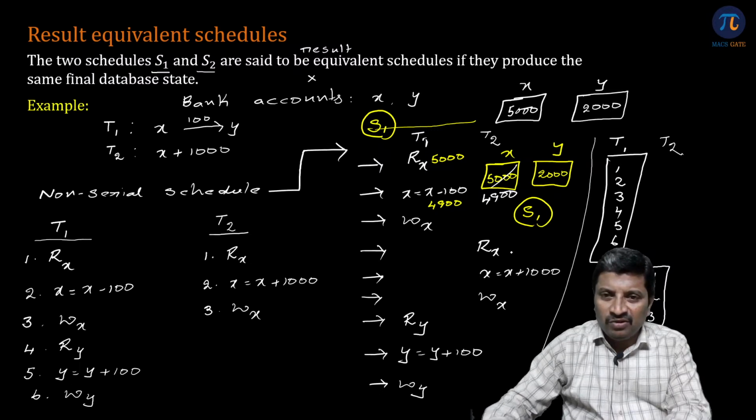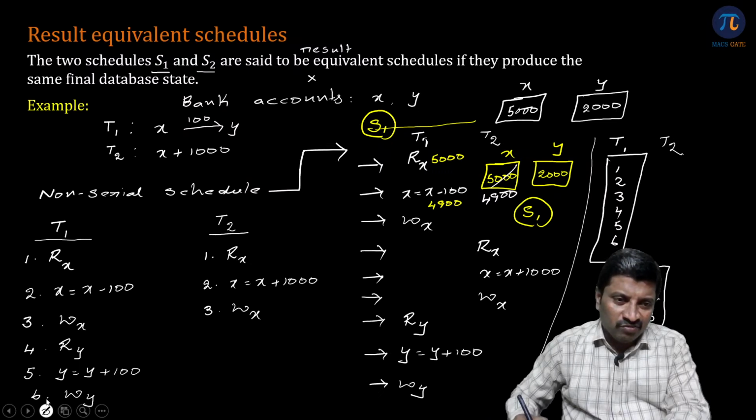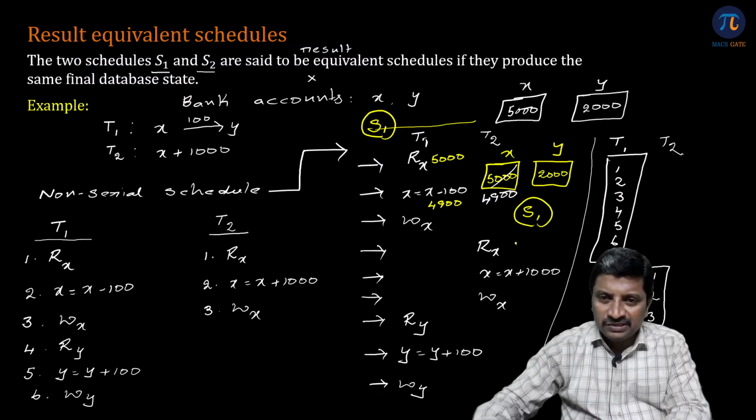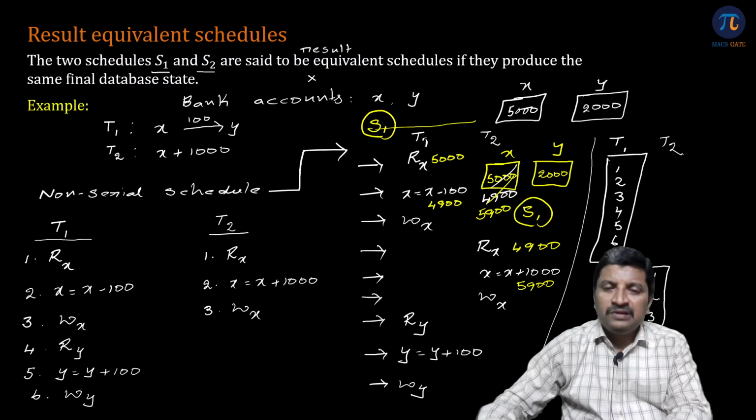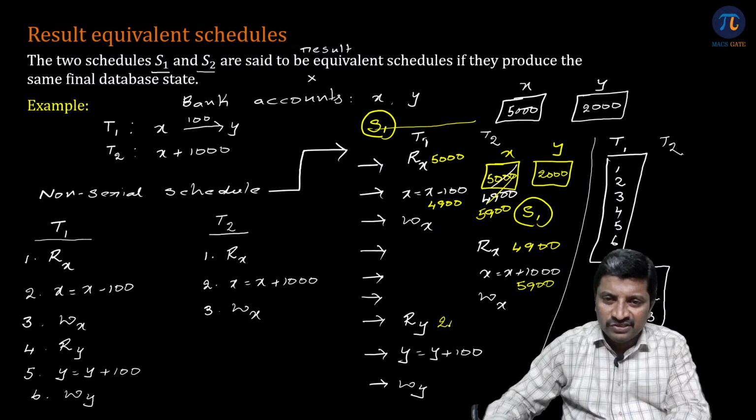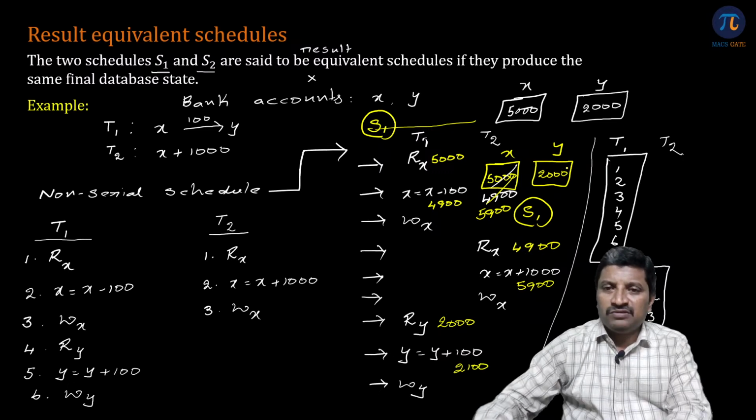Then you are reading the value of X. Here what can have the value of X, sir? That is 4900. Then you are adding 1000. You will get 5900. So this you are going to write back. So here how much you get? 5900. Then you are reading the value of Y. What is the value of Y, sir? 2000. We are adding 100 rupees. 2100. That we need to write to here.